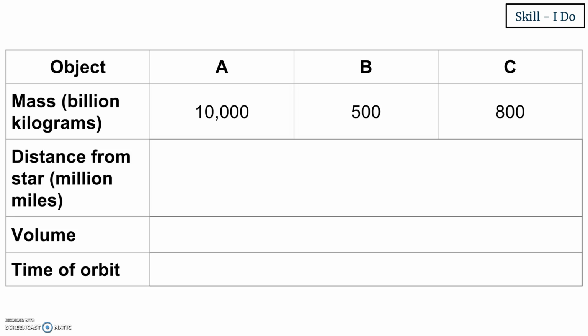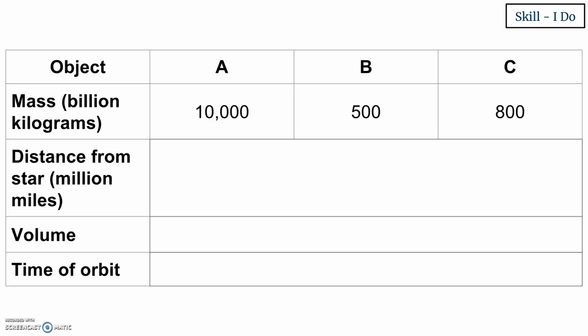So keeping in mind some of our different types of galaxies, I want to take a step back to talk about what is gravity's role in the formation of these galaxies. So we're going to look at some data tables here, and I first want to focus on the mass of these objects. In this system, we have 3 objects, objects A, B, and C. And we're given the mass in billion kilograms. So first we have 100,000 billion kilograms for object A. The mass of object B is 500 billion kilograms, and the mass of object C is 800 billion kilograms.